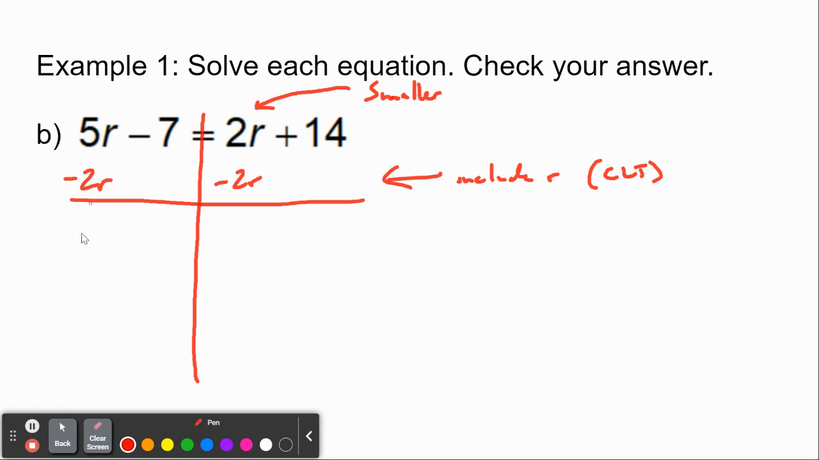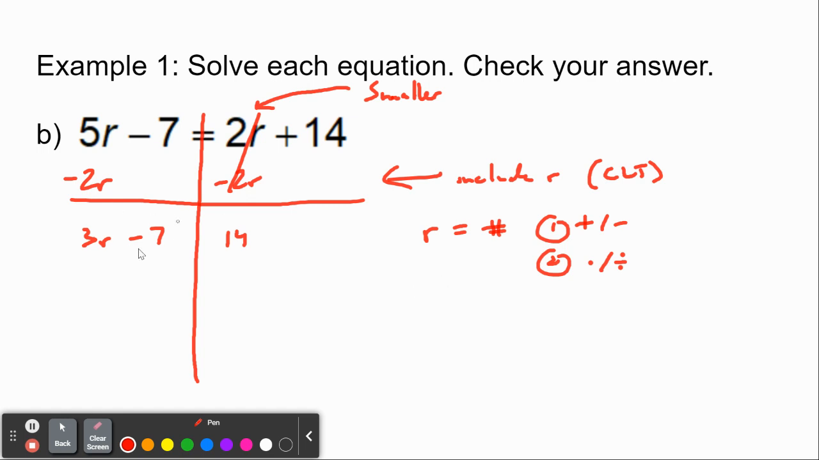So on the left-hand side, 5 minus 2 is 3r. Bring down the minus 7. On the right-hand side, the 2 r's cancel. Bring down your 14. So what we've done is by combining the variables as soon as possible, we've determined what side is our variable side. We are going to solve for r on the left and simplify on the right to get our number. So it requires 2 steps. Add or subtract, and then multiply or divide.